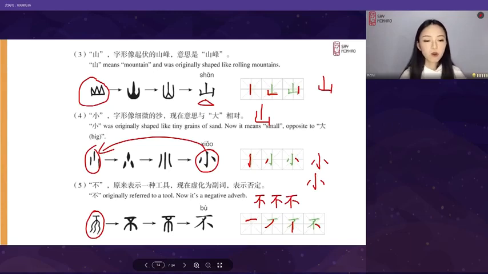So this is all for today's lesson. If you still have some questions, try to practice more. And don't forget about the things we learned in lesson one, okay? Try to practice writing and try to remember the new words of today.